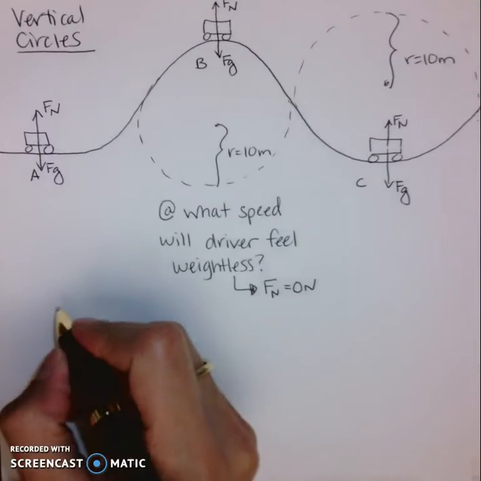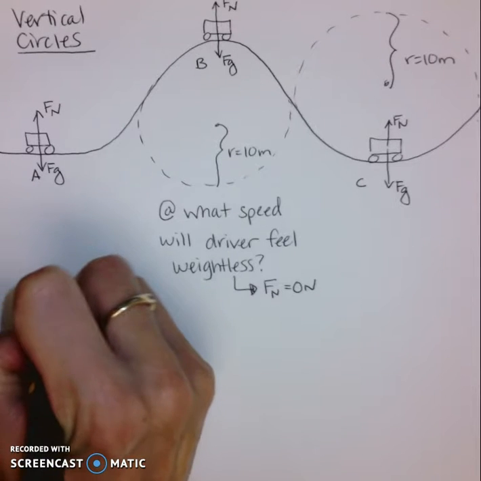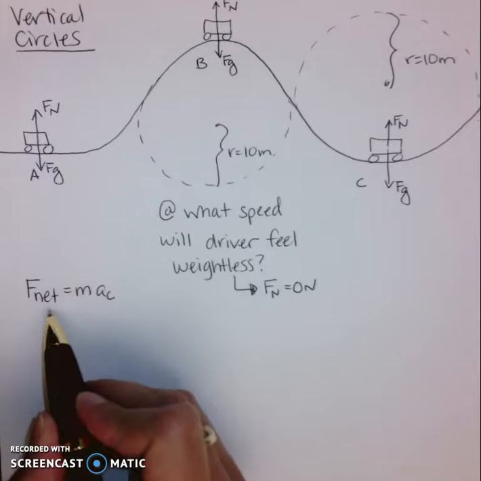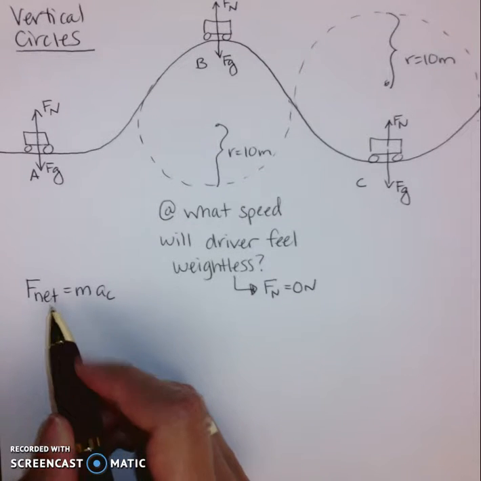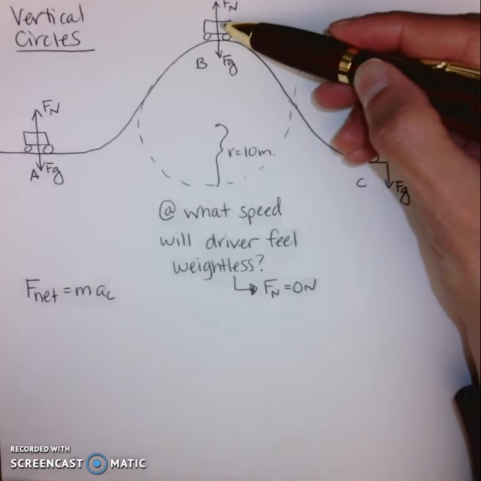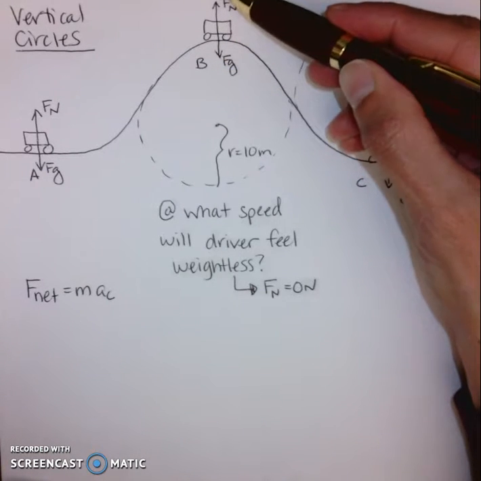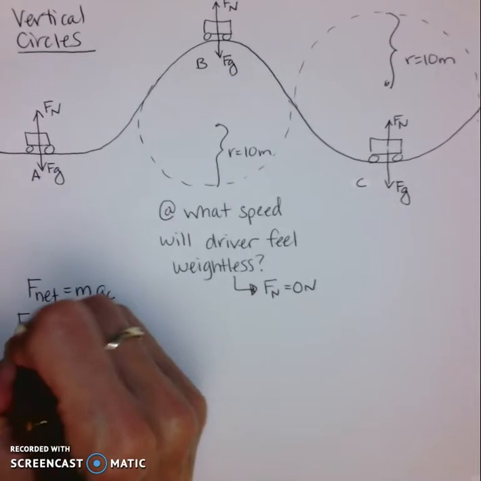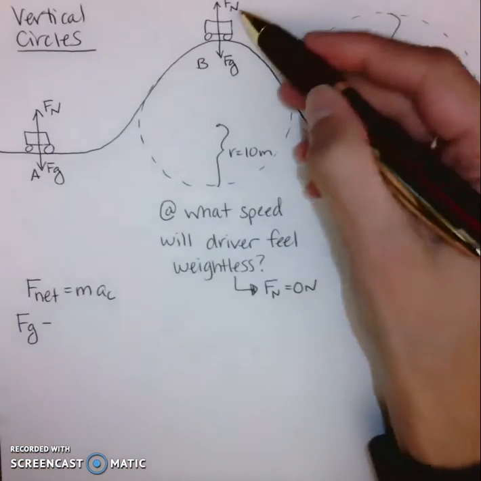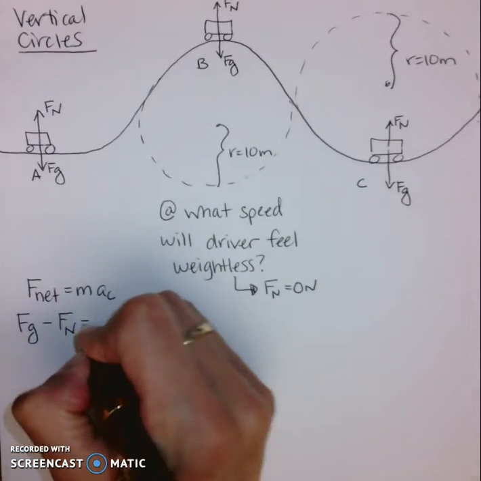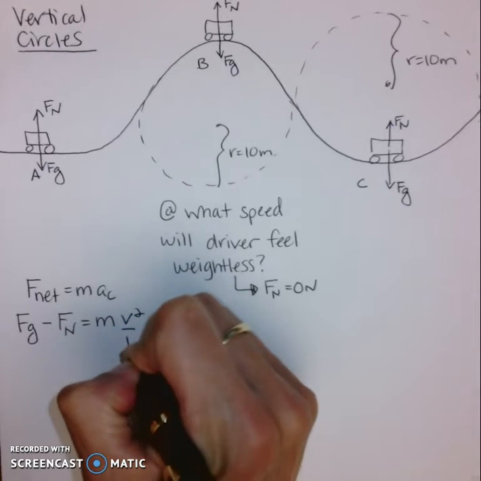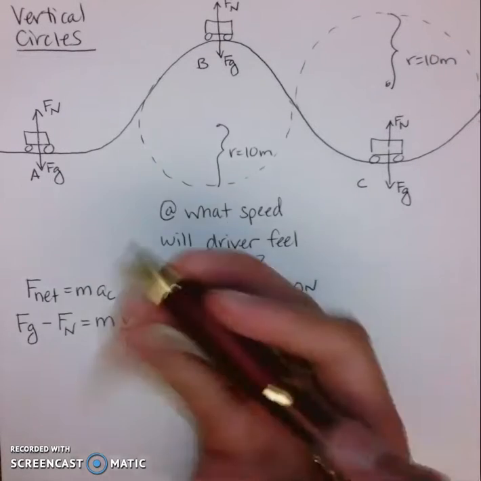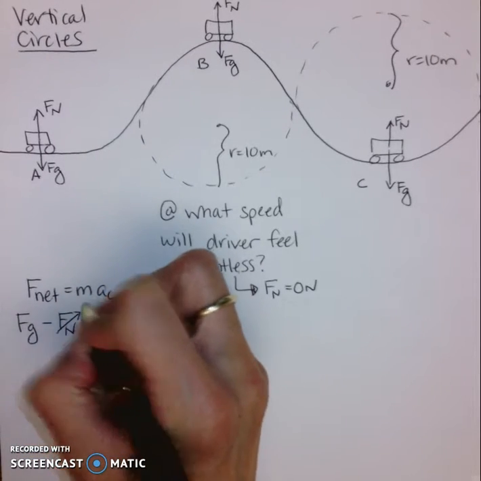Now, at point B, what speed will the driver feel weightless? This is forces. And so I've got F net equals mac because I'm moving in a circle, and F net is my helping minus my hindering forces. Now if you remember, when you're moving in a circle, helping forces point inward and hindering forces point out. So my helping force at point B is Fg, and my hindering force is Fn. And that's going to equal mv squared over r. Now, again, I want the driver to feel weightless, which tells me Fn should be 0. So I'm going to turn that into a 0 term.